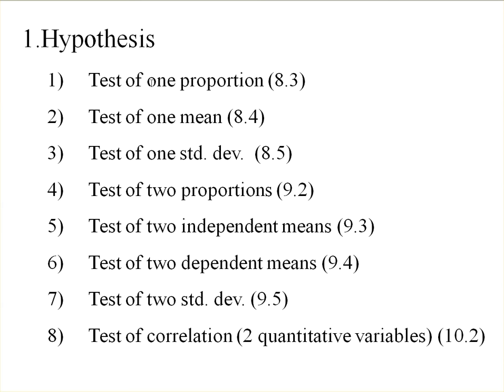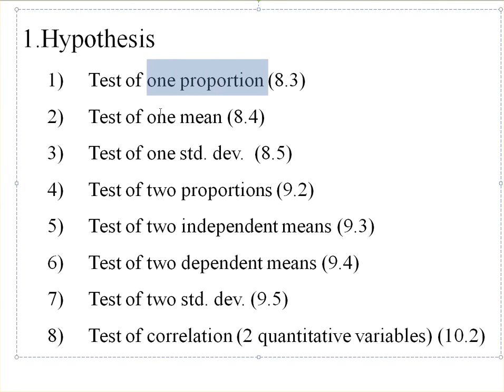In chapter 8, we learn test of one proportion, test of one mean, test of one standard deviation. So in that case, you just have one sample and you test just one population parameter. In chapter 9, we talked about comparing two proportions, two means. Depending on how the means are collected, we have independent and dependent. For the dependent means, that's a so-called matched pair.